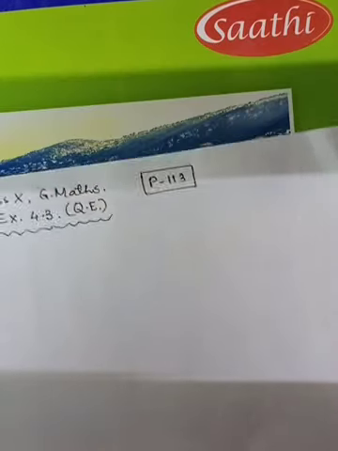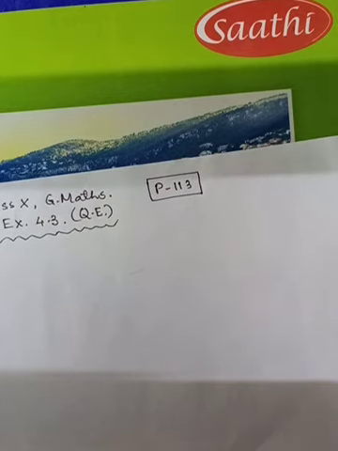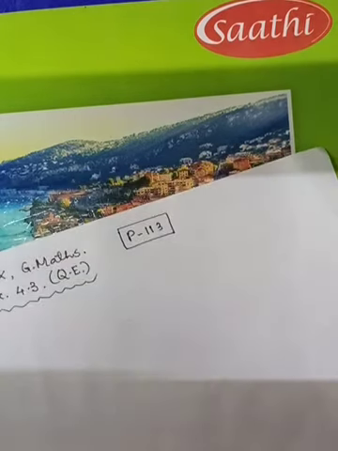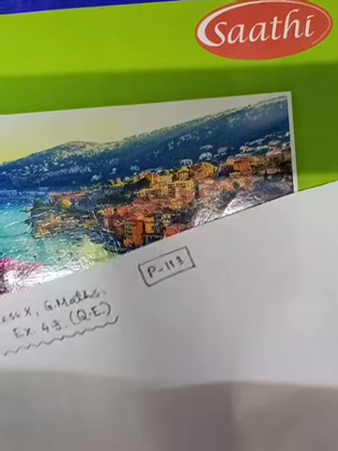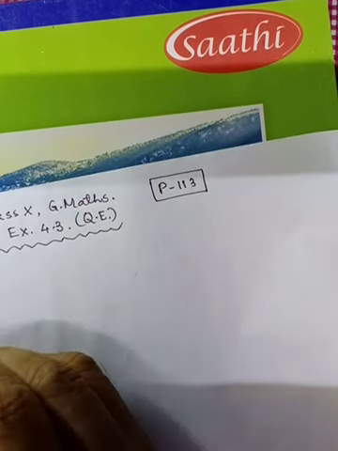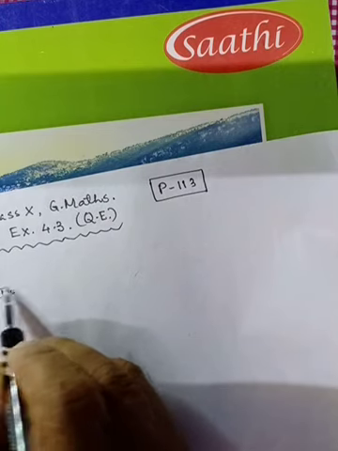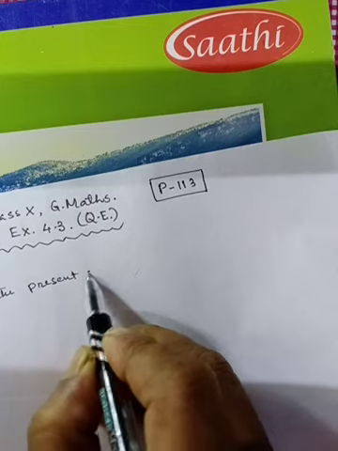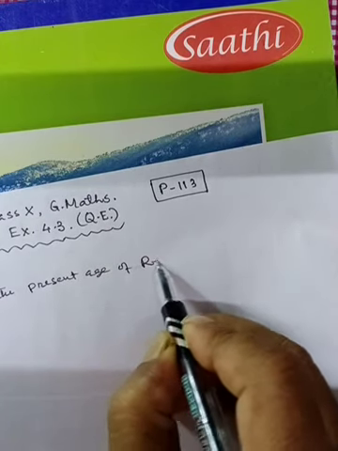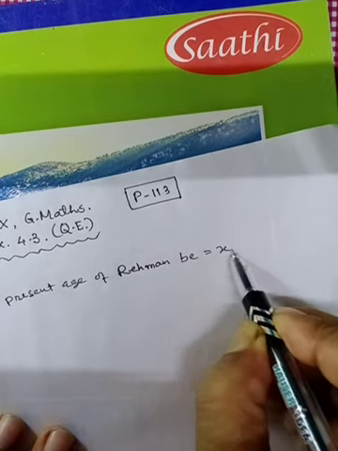So given the condition, we have to make a quadratic equation and then solve it. So how will we solve? Please look. Let us first assume the present age of Rehman. Solution. Let the present age of Rehman be x years.